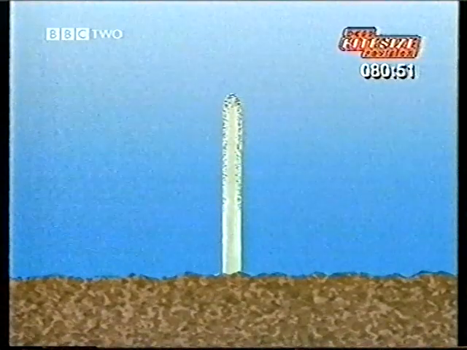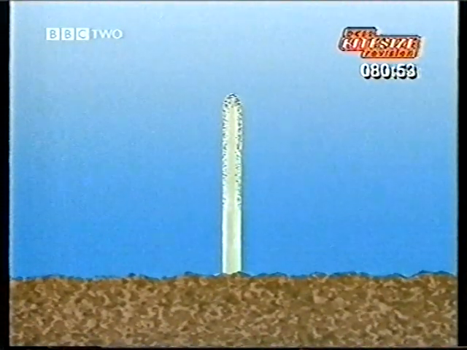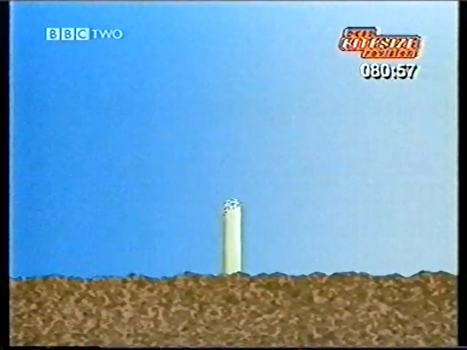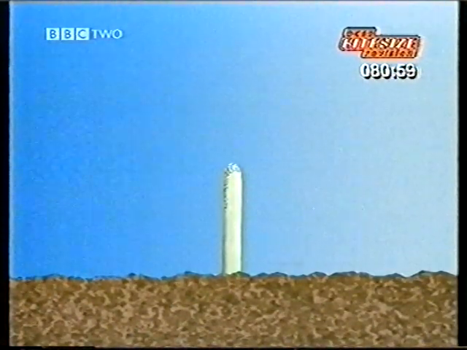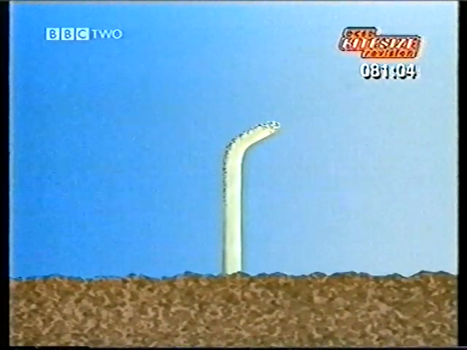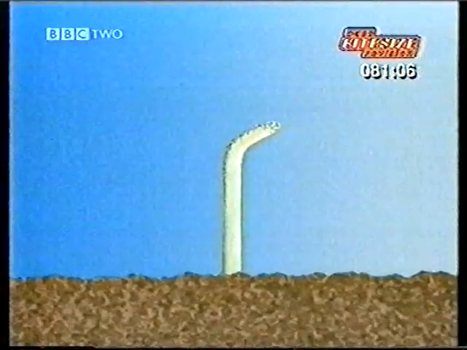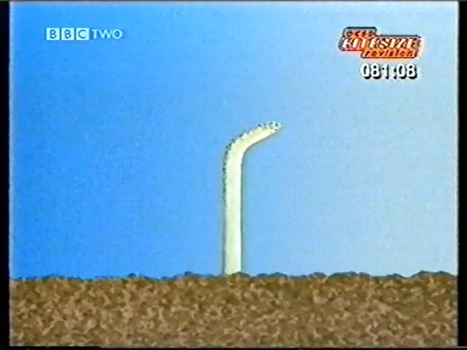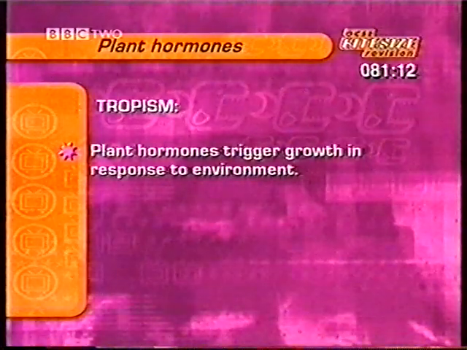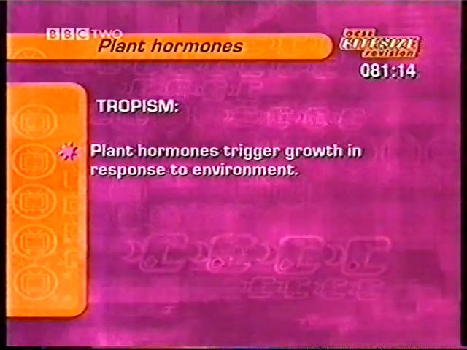This growth promoter, or auxin as it was called, only moved down the shaded part of the stem, and so this grew more quickly than the side receiving the light stimulus, and bending towards the light occurred. The growth promoters revealed by these experiments are plant hormones. Plant hormones trigger and control growth in response to different stimuli in the environment.